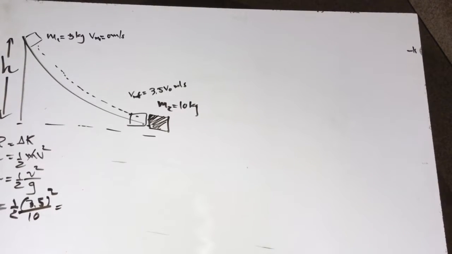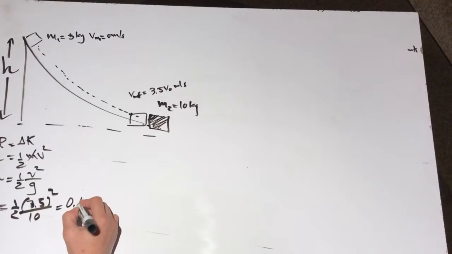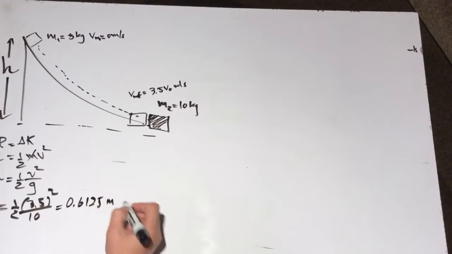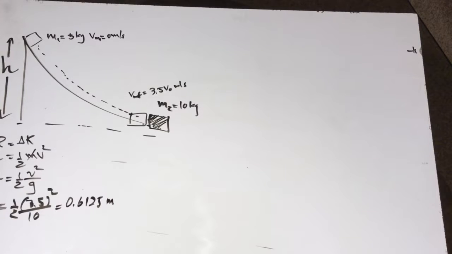Let's do the math, just use the calculator. 3.5 squared. The height is 0.6125 meter. That's the first question: you determined the height.